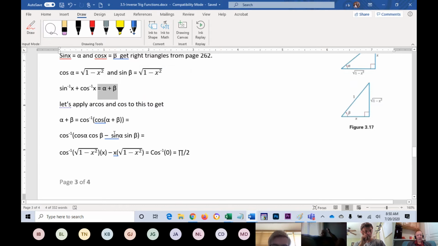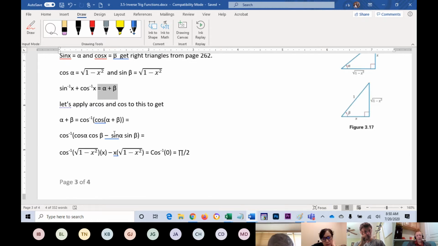Okay, that makes sense then. Does it matter which one you choose? Or you can do it with either one? You can do it with either one. I just picked the cosine.